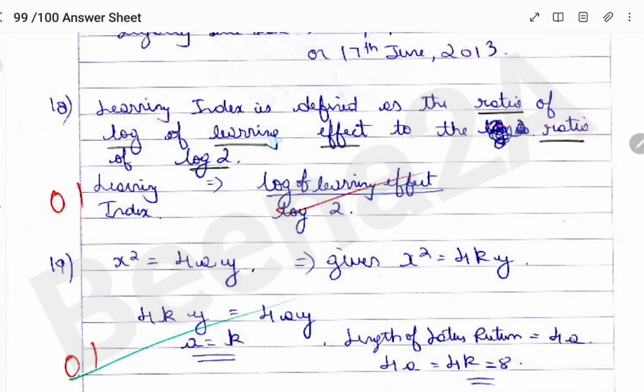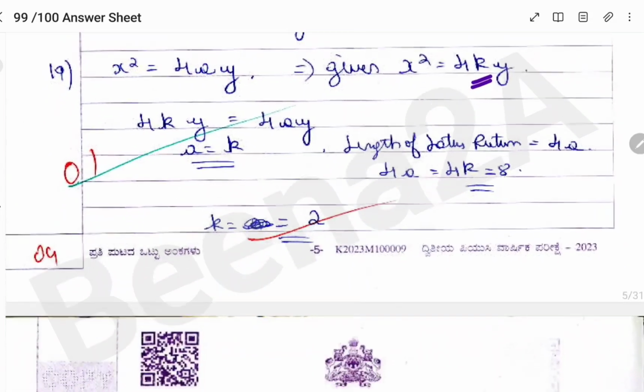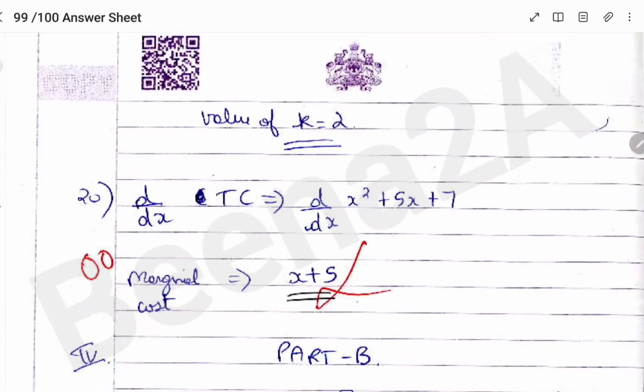Here's the definition of learning index. This is parabola. Length of latus rectum is given. You have to find the value of k given the length of latus rectum. Here the value of k is found out.